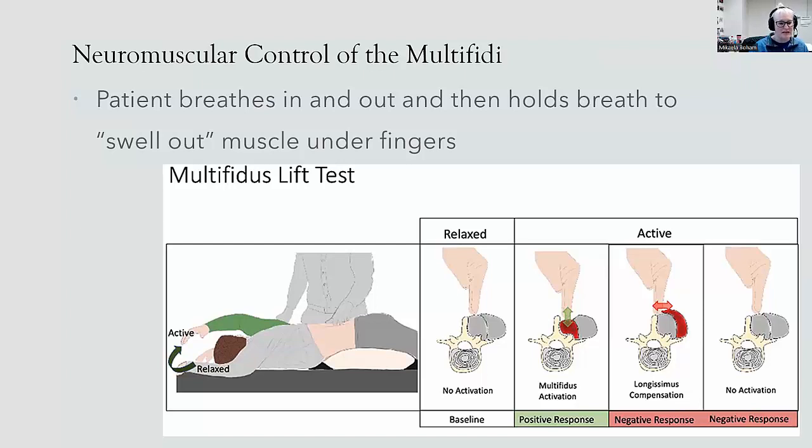The patient contracts the multifidus while the clinician monitors the contraction during normal breathing. Compensations may occur, such as an anterior or posterior pelvic tilt or elevation of the rib cage in an effort to swell out the multifidus.